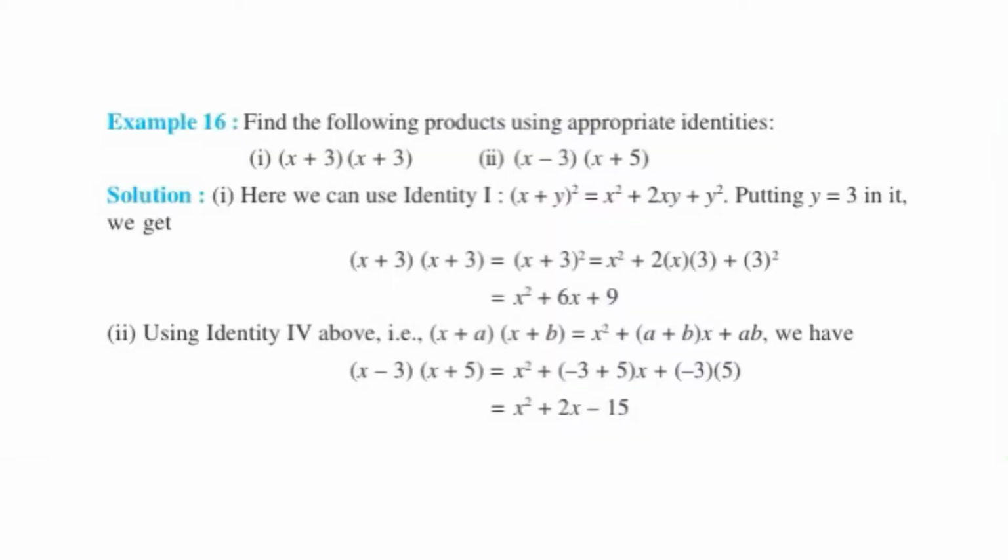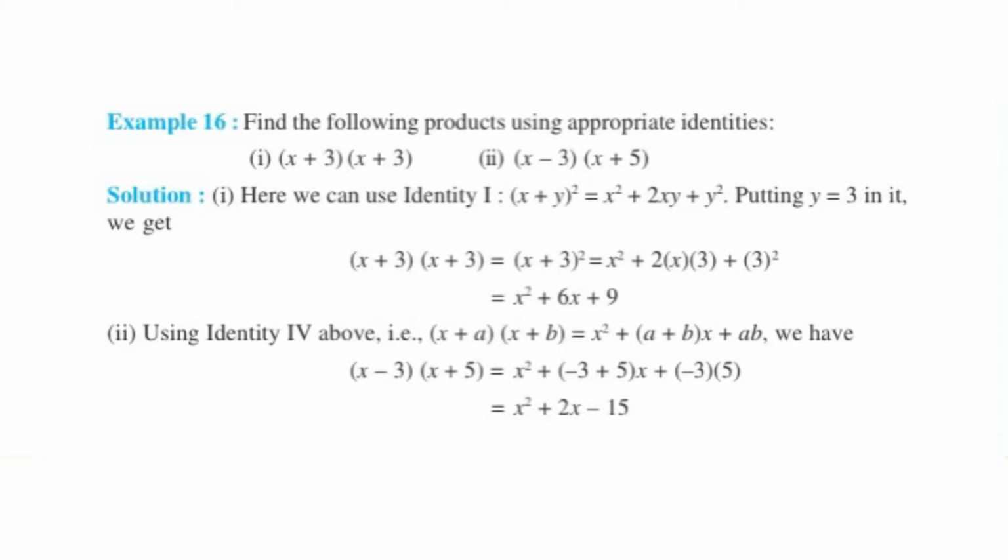Now let us see example 16 of your textbook. Find the following products using appropriate identities. First one is x plus 3 into x plus 3. This can be written as x plus 3 whole square. So it is of the form a plus b whole square, which is equal to a square plus 2ab plus b square. Here a is x and b is 3.